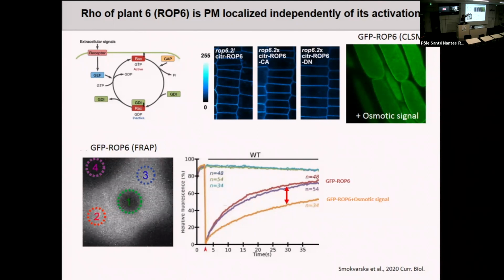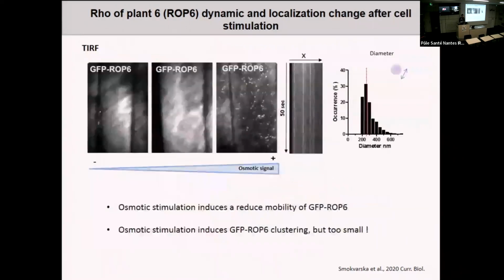Here, the blue pictures basically show the plasma membrane of the cell. If you look at the cortical part of the cells, you don't see any structures or any change of localization. So we were wondering if maybe within the plasma membrane, the dynamics of the protein might be affected. So we did FRAP experiments. And what we found is that if you stimulate the cell with an osmotic signal, we were able to see a change in the recovery curve. Those are control experiments and cells after stimulation, and we saw a change in the dynamics. So maybe something was actually happening.